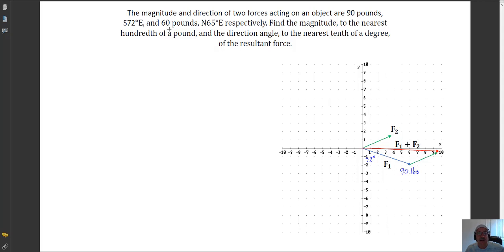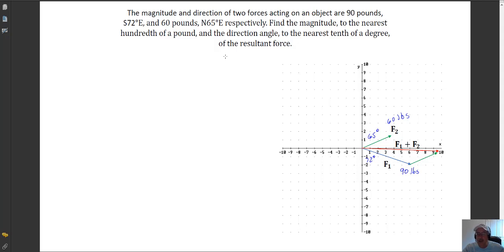All right. And there's a second vector, it says it's 60 pounds at north 65 degrees east here. So again, the old bearing problems are coming back. So make sure that you know that this is the second vector. And I tried to make this force or length or magnitude 60 pounds here. It might not be perfect, but it's close enough for government work. Now it says find the magnitude to the nearest hundredth of a pound and the direction angle to the nearest tenth of a degree of the resultant force.